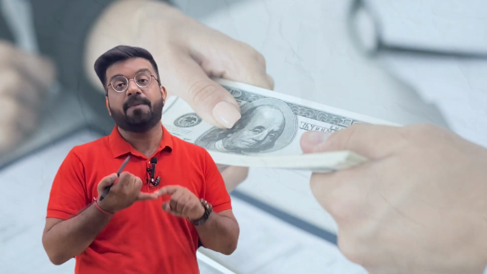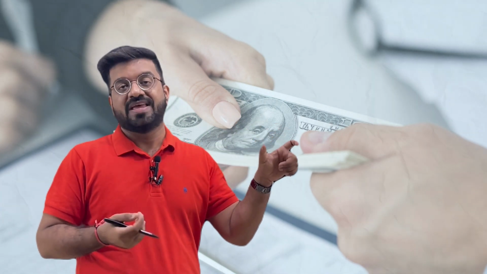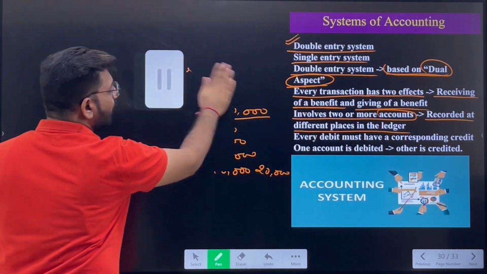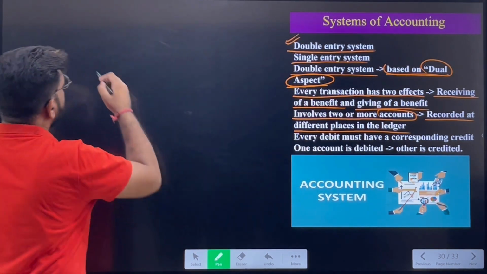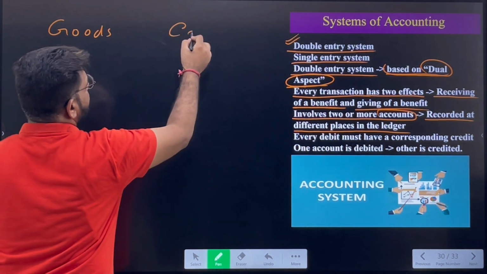For example, if I'm paying salary, salary is one item, that is an account. The other item is cash, because I'm paying out the cash. Next, I am purchasing goods. If I'm purchasing the goods, obviously the goods will come to me. So goods is one item, and again, cash is another item.